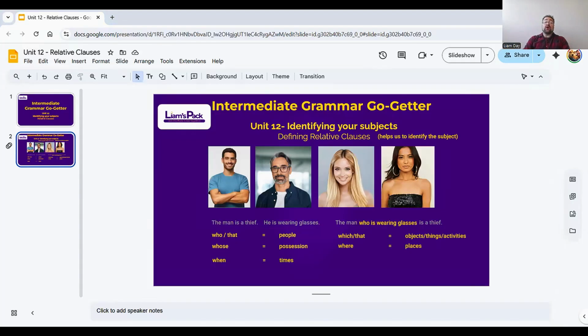In this unit, we are going to simply take a look at relative clauses. Now, there are two distinct types of relative clause, and this one is going to focus on the first of those. So let's dive right in. Okay, so we're going to be looking in this video at defining relative clauses.